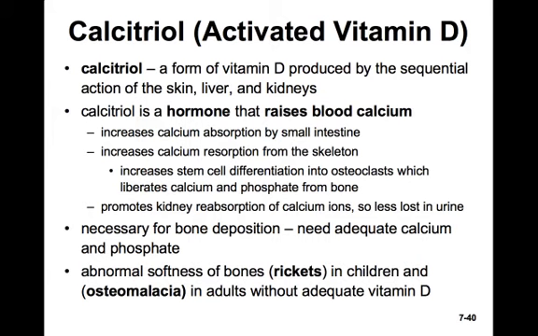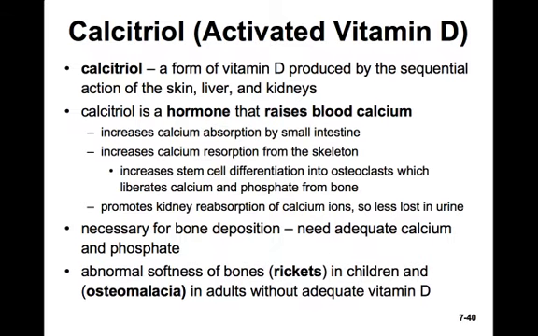So calcitriol is the activated form of vitamin D. It's produced by sequential action of the skin, the liver, and the kidneys. And it's a hormone that will raise blood calcium. So anything that's involved in adding calcium to the blood, calcitriol could mediate. Primarily, it's going to increase calcium absorption by the small intestine and increase calcium resorption, that is from the bones, into the blood.